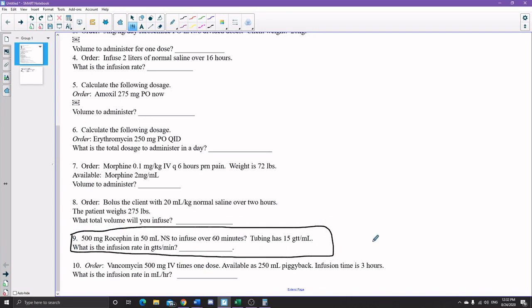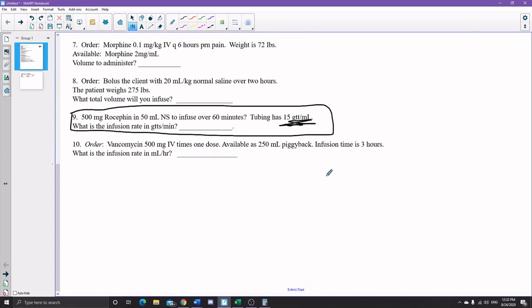This one has people scratching their heads because this looks so unfamiliar to them. And I can definitely agree with that because when I first saw this, it was difficult for me, but it's now very easy. So we need 500 milligrams of rocephin, I hope I'm saying that right, in 50 milliliters of normal saline to infuse over 60 minutes. Tubing has 15 drops per milliliter. What is the infusion rate in drops per minute? So GTT stands for drops.